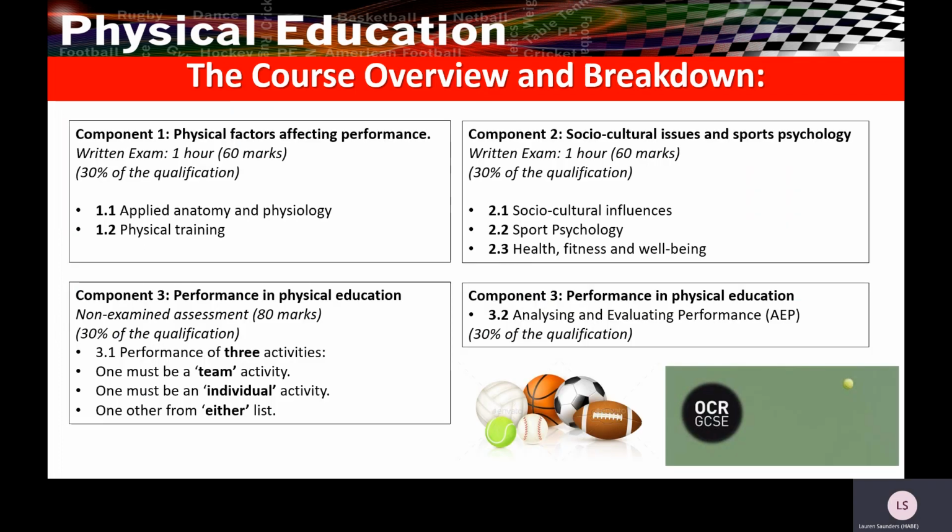So, the course overview and the breakdown. Component one is physical factors affecting performance, which is a written exam at the end of year 11. It's 1 hour long and out of 60 marks. Component one is very heavy science based, a lot of biology. It's applied anatomy and physiology, and it's also a lot to do with physical training.